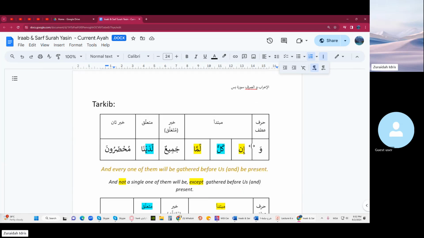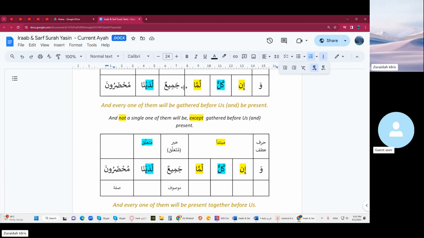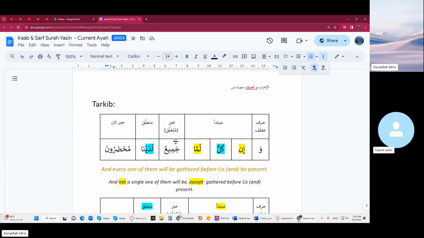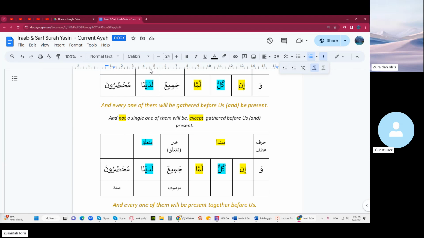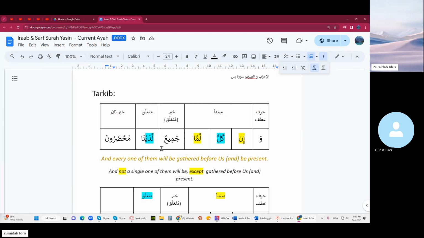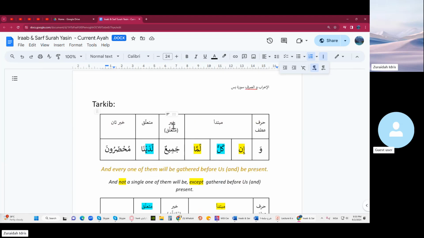So let me go through the tarkib. Yeah, this is what we did. So what is the difference between this one and this one? This one, we were talking about it being a khabar and a khabar thani, and mausuf and sifa. So that's the difference between these two. One is first khabar, second khabar. The second one is mausuf and sifa. But the muta'alik is the same. The muta'alik is muta'alik to jami'un.